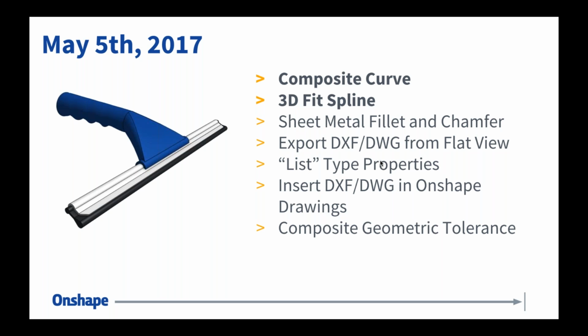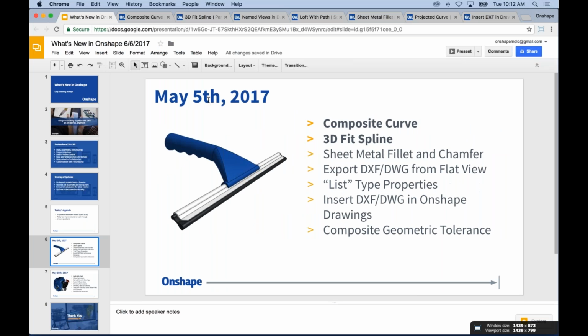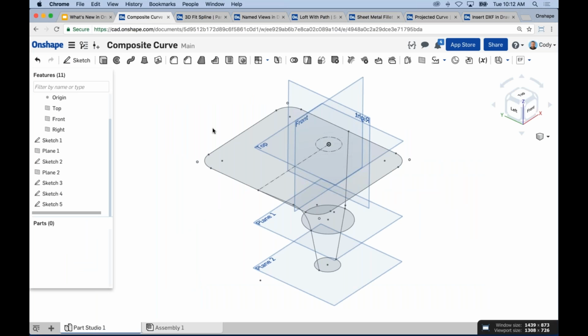All right, so these are the big updates, the big things that I wanted to mention in this May 5th update. Now, the composite curve, I imagine, is going to be probably one of the biggest, although you could argue maybe if you had to do sheet metal, some of the sheet metal improvements will be big. But I do want to start with composite curve. I think that's a good one.